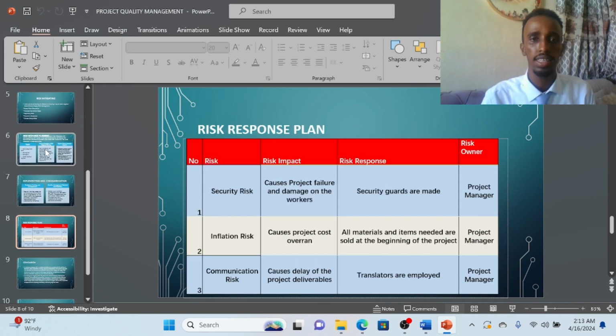We have here the risk response plan. We have the risk impact, the risk response, and the risk owner. These all factors will help each other. Security risk, inflation risk, communication risk, post-project failure, and damage to the workers. Security guards are made.